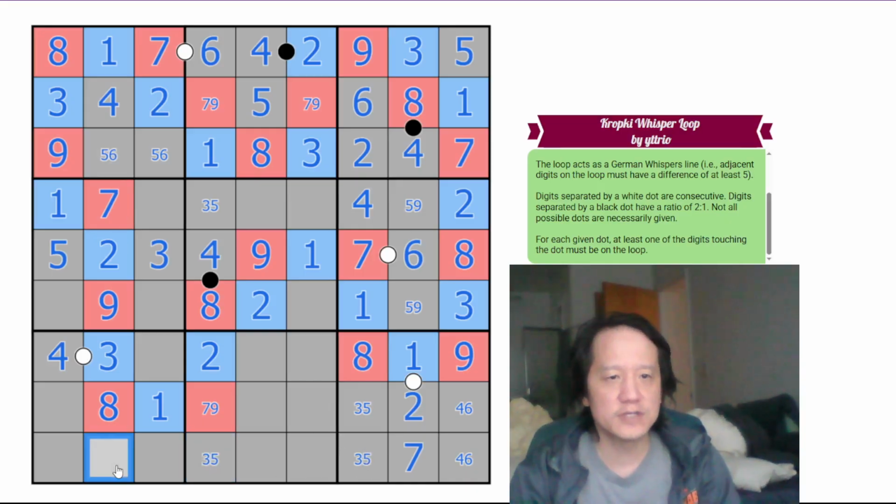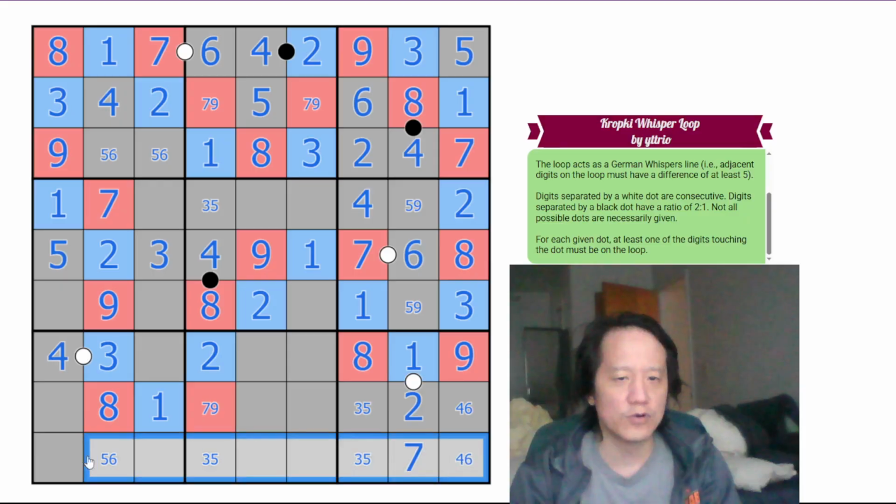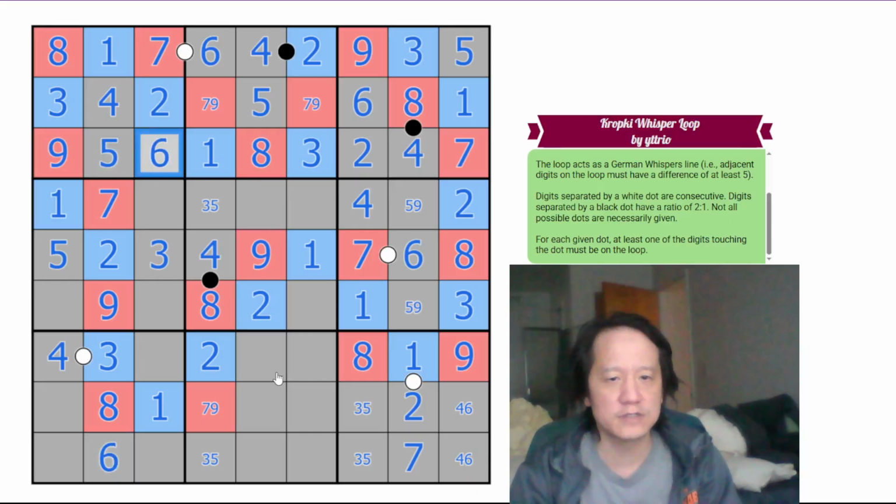We have a 5-6 pair in column 2, and we have a 3-5, 3-5 pair in row 9, which eliminates 3 and 5 in the rest of the row. This can't be 5, so this must be 6, which makes this 5, which makes that 6. This 6 eliminates 6 here, so it's 4 and 6.